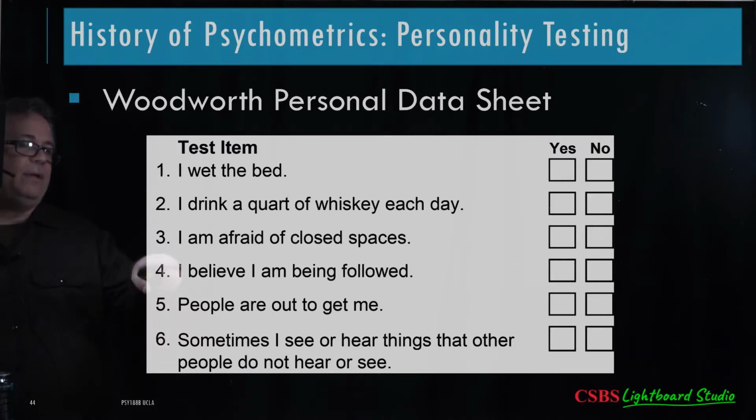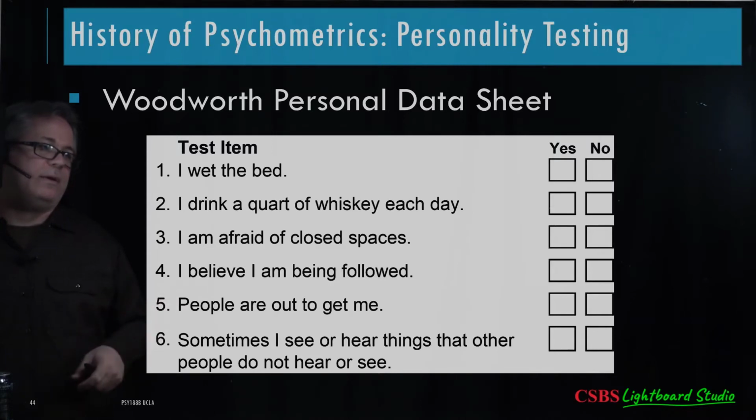Like, I believe I'm being followed. That's only problematic if you're not actually being followed, right? If you're paranoid, like people are out to get me. If they aren't, but what if they are? What if people are actually following them, or people are out to get them? They're going to seem like they're paranoid or have some delusional disorder, when in fact they're not.